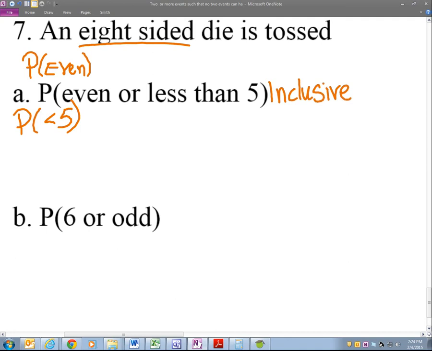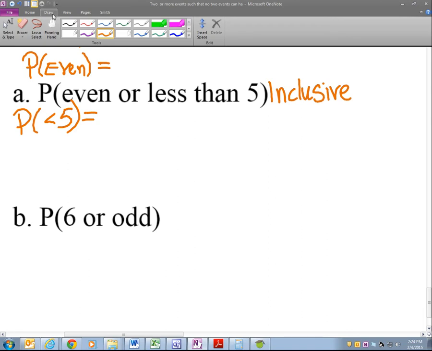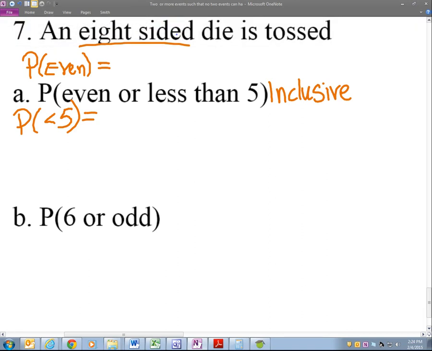Now we need to find the probability of these being even. I'm going to do it in a different color. What is the probability of rolling an even number when we toss an 8-sided die? Just to remind you from what we did last week. Probability. We have to say how many chances we have to get the desired amount over the total chances. How many numbers are there that are even on an 8-sided die?